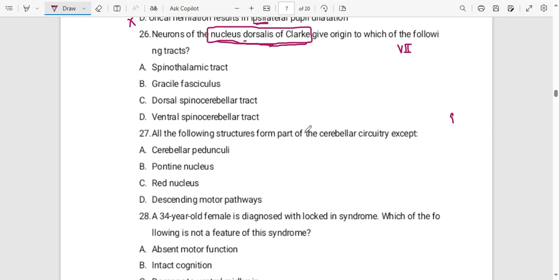Anyone that remembers? So the neurons of the nucleus dorsalis will give origin to the ventrospinocerebellar tract, and then the dorsal is the one that is passing through lamina 7.